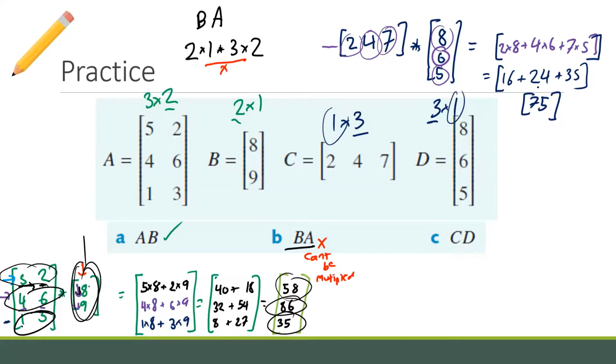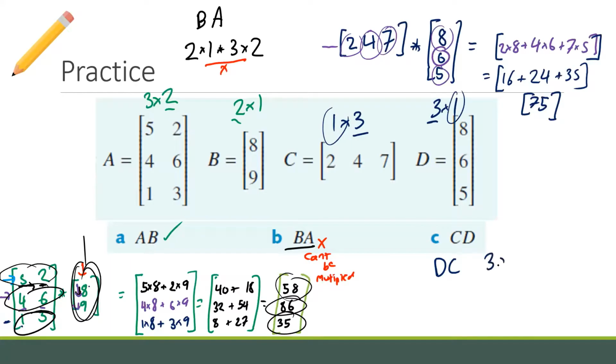If I was to do DC, it should be a 3 by 1 multiplied by a 1 by 3. That'd be a pretty big answer because it's going to come out to be a 3 by 3 matrix. We're not going to do that matrix, but we could, unless you really want to. I would like to skip it and keep going. Stop me now if you want me to go through it.